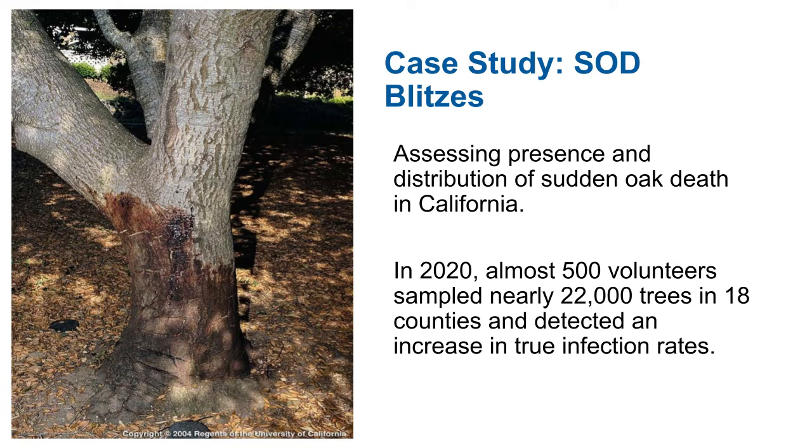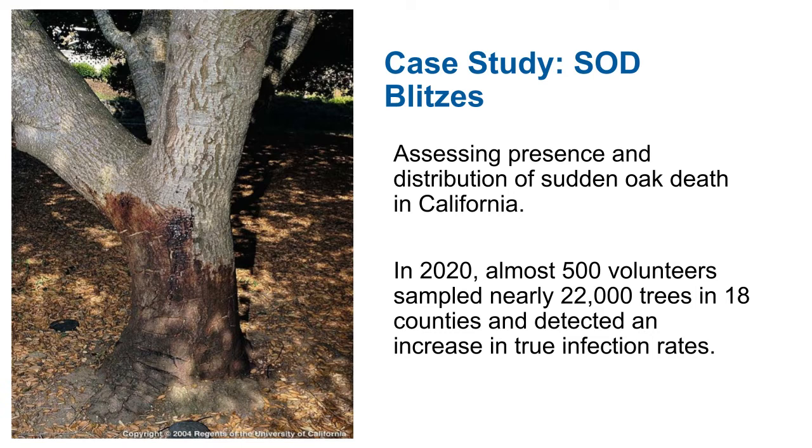Volunteers complete online trainings before surveying trees in their region during organized events called SOD blitzes. Samples collected at these events are sent to UC Berkeley, where they are analyzed to generate a map highlighting the presence or absence of the disease at each location. During follow-up community meetings, results are presented and management options are discussed.